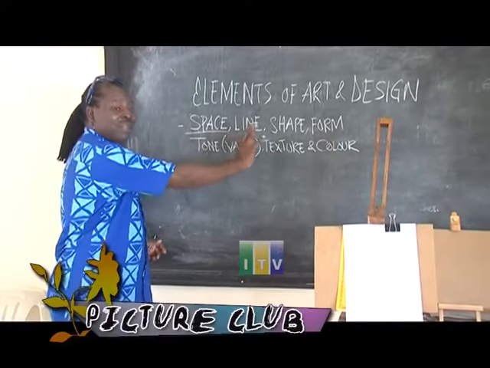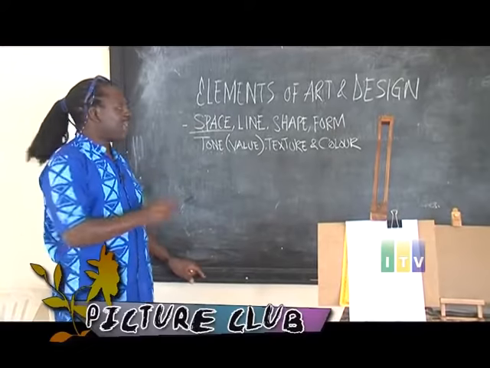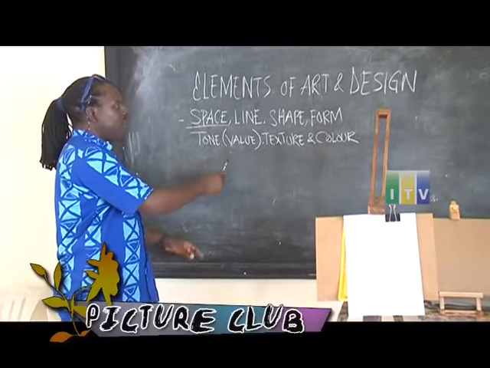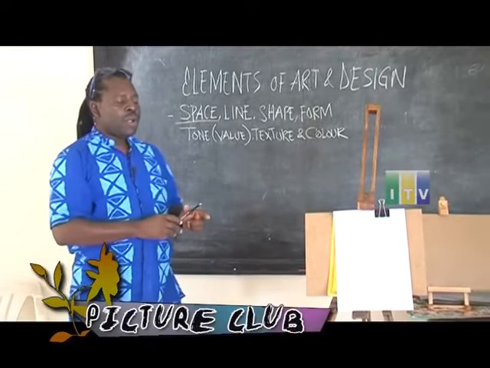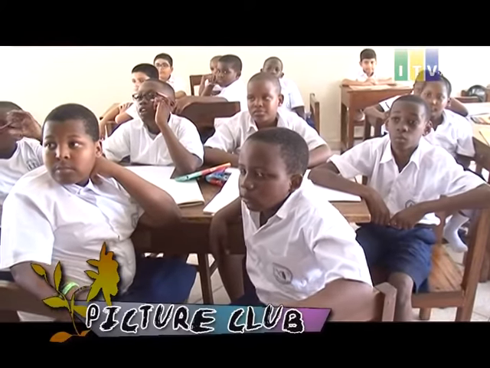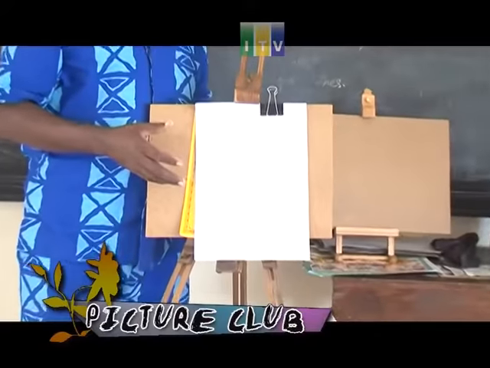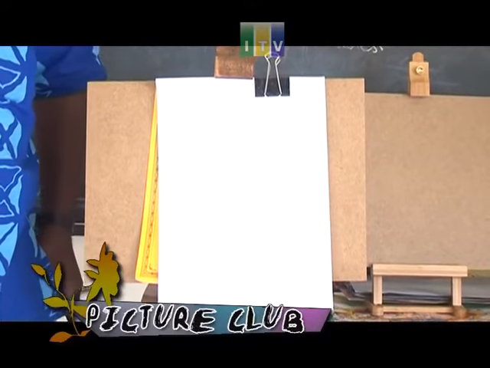These are very important things for any artist to know. We call them elements of art and design: space, line, shape, form, tone or value, texture and color. Now, how are we going to use space? This is the area, the plain surface where the artist is going to work. What to draw? Let me give you a first exercise on what to draw.